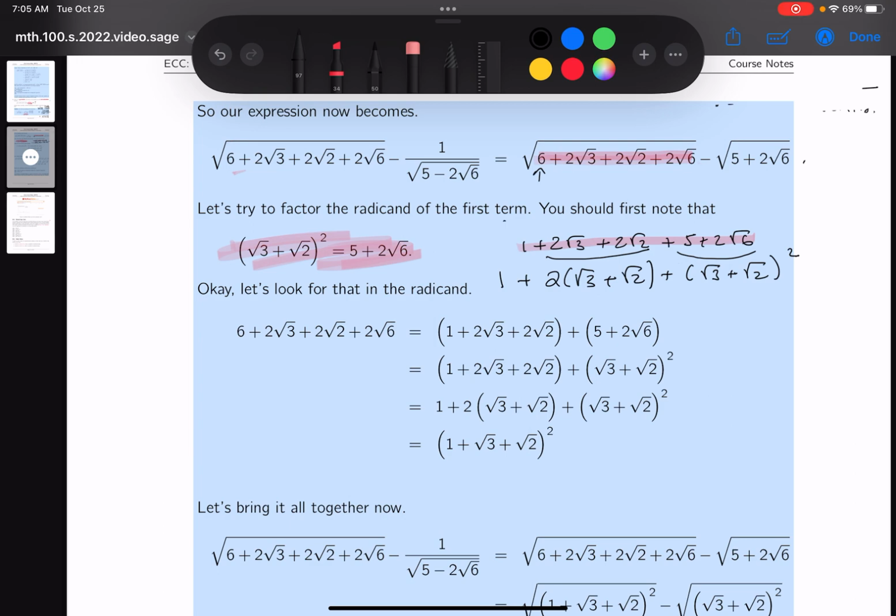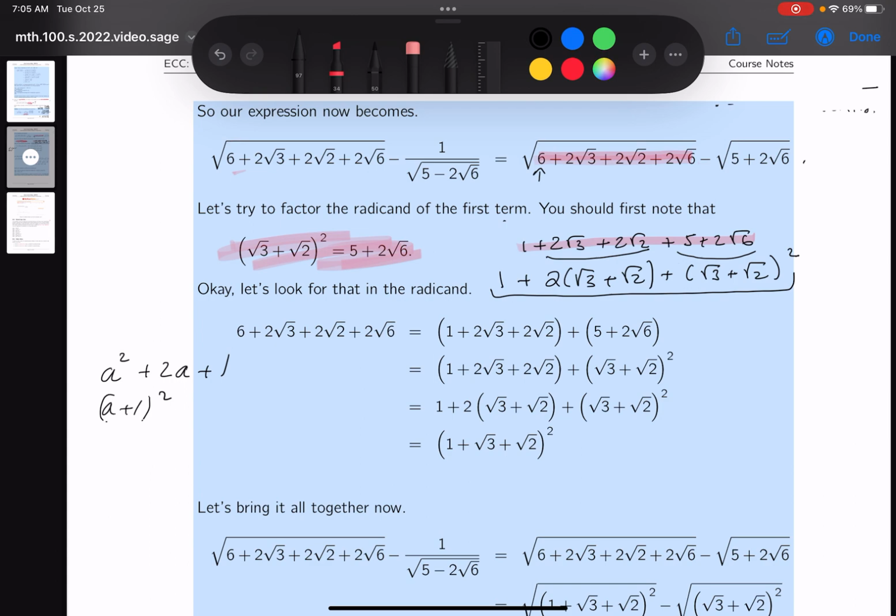Now I realize somebody said, why are you doing that? I think I recognize something now. And I'll tell you what I recognize. I recognize the form a squared plus 2a plus 1. I'm seeing that form, by the way. And this gives me a plus 1 squared. So I'm seeing this thing as factorable now.